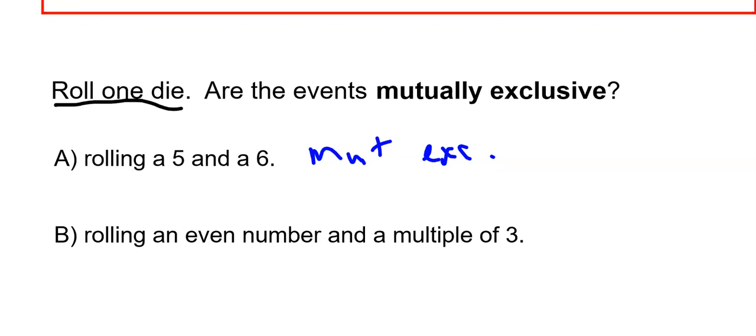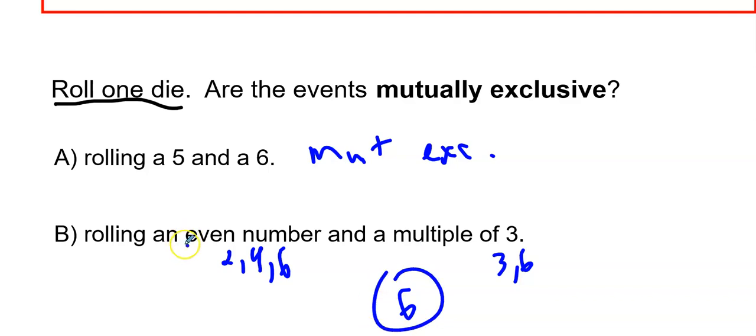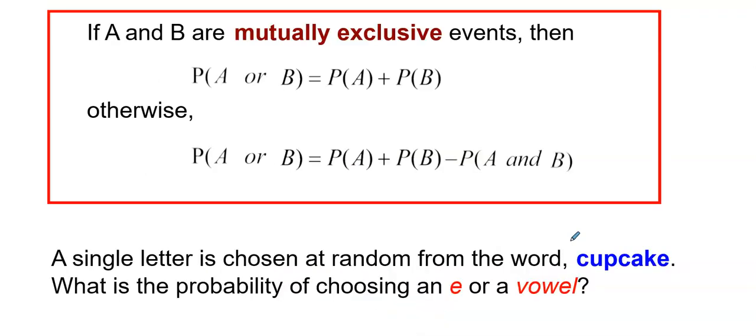Rolling an even number and a multiple of 3. Even numbers would be 2, 4, and 6 when you roll a die. Multiples of 3 would be 3 and 6. Can I have both of those things happen at the same time? If I roll a 6, that satisfies both. So that is possible. Those two events are not mutually exclusive. 1 out of 6 times I would actually have that event be true.